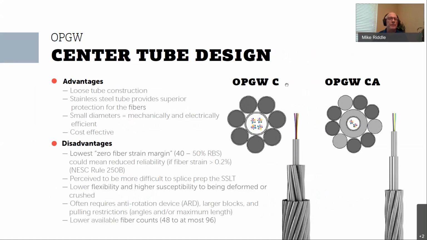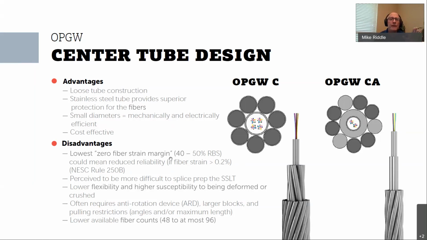First up, center tube design. The advantages are that it's loose tube construction. Of course, all of these are really loose tube cable, but you'll see that loose tube means different things when it's actually applied. In this case, the disadvantage of center tube designs is that you have the lowest zero fiber strain margin of the 3 design types. The best you can get is about 40 to 50% of the rated breaking strength of the cable. And what that means is that these do have the potential for reduced reliability, especially if the fiber strain goes above 0.2%. So remember that tension on the fiber.